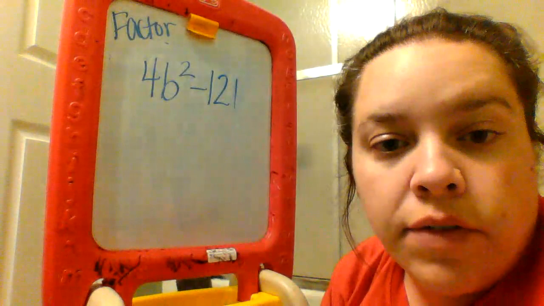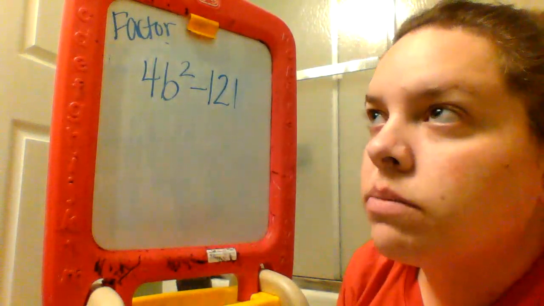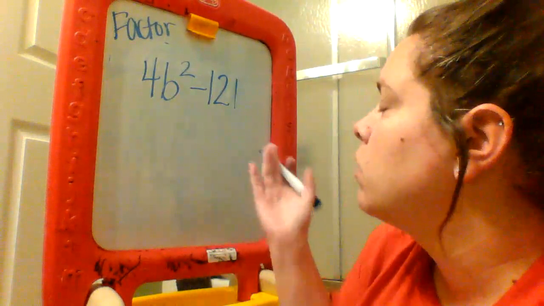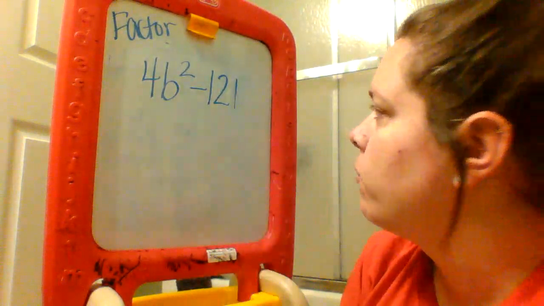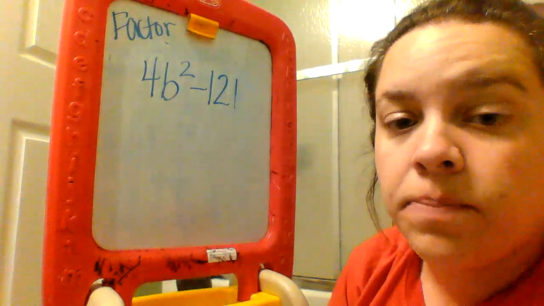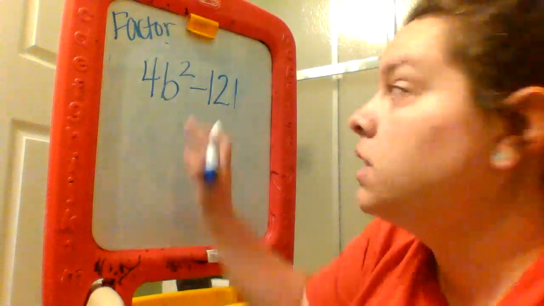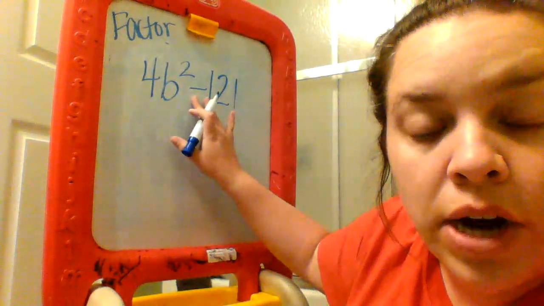Is there a GCF, a greatest common factor between 4 and 121? So 4 is 2 times 2, 1 times 4. 121 divided by 4 is a decimal. 121 divided by 2 is a decimal. So that's it. There is no GCF here. So then I'm going to ask myself, is this special? Is this a difference? Yes, because it's subtraction.